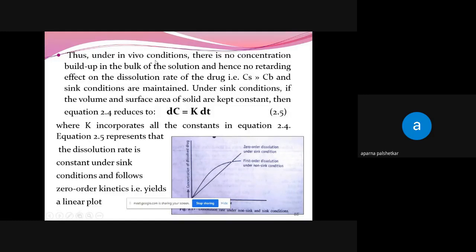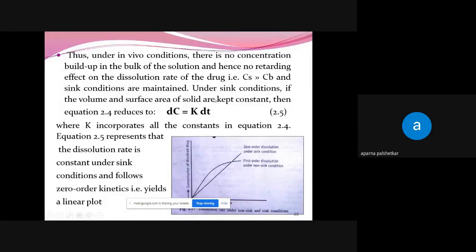So under in vivo conditions, there is no concentration build-up in the bulk of the solution, and so there is no retarding effect on the dissolution rate of the drug, because the stagnant layer will always be concentrated in the bulk solution. And so in this way, the sink conditions are maintained.